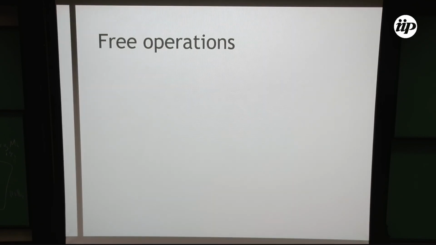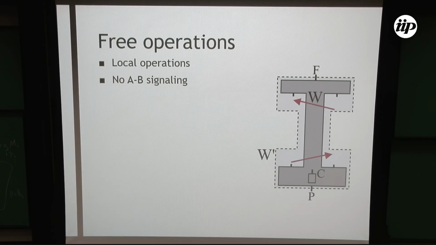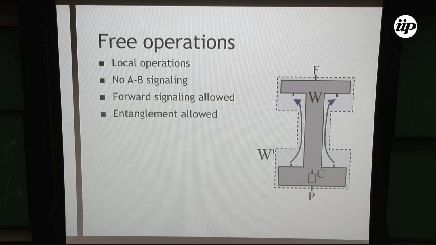Another thing, well, I'm going to get to that image later. So the first thing we can do is local operations, right? If we do operations that have no signaling, so no A to B signaling, so if we forbid that thing here, but we can allow this kind of thing, signaling forward on each side. This is not going to change the order from A to B and from B to A, right? So this is going to preserve. This is going to be a free operation on this set.